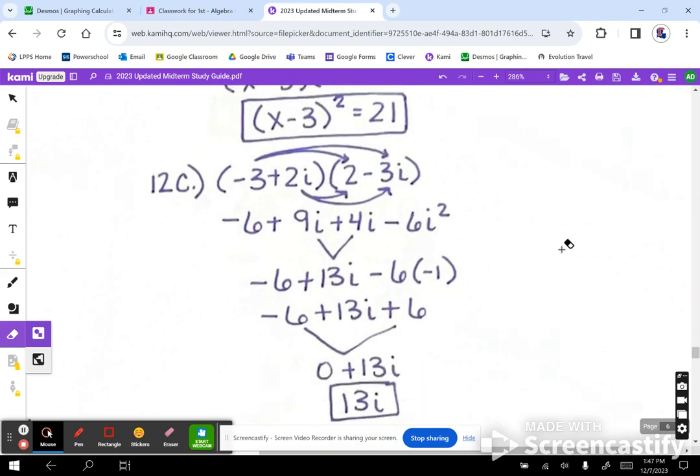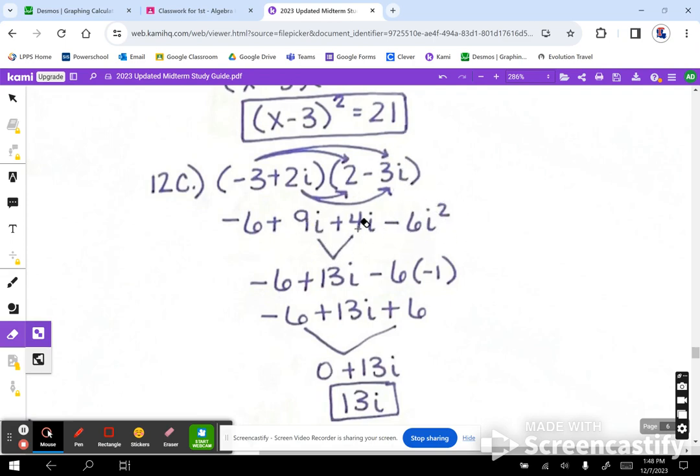Number 12, when you multiply two binomials, it's first, outer, inner, last. First, outer, inner, last. So negative 3 times 2 is negative 6. Outer, negative 3 times negative 3i is 9i. Inner, 2i and 2 gives you 4i. Last, 2i and negative 3i is negative 6i squared.